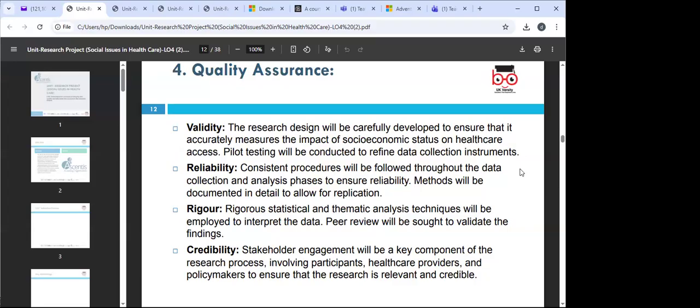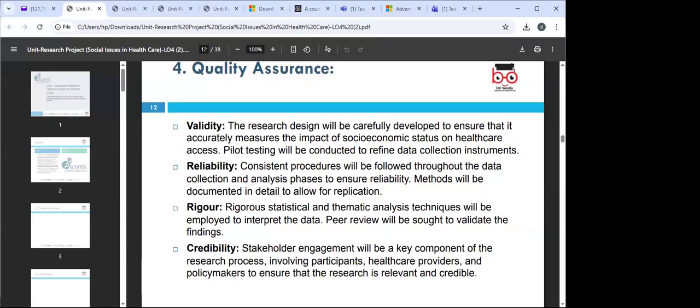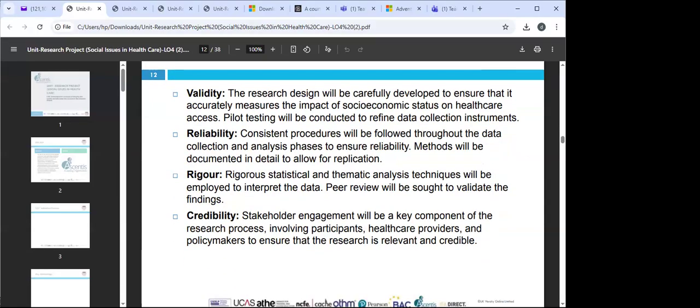To ensure reliability, methods will be documented in detail to allow for replication. And that's what we call quality assurance in research work. Rigorous statistical and systematic analysis techniques will be employed to interpret the data. Peer review will be sought to validate the findings.